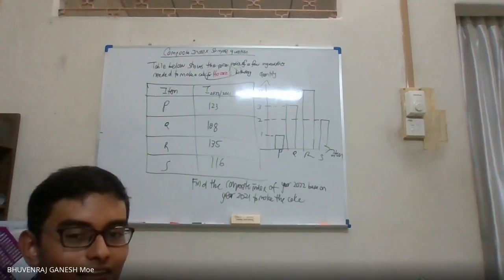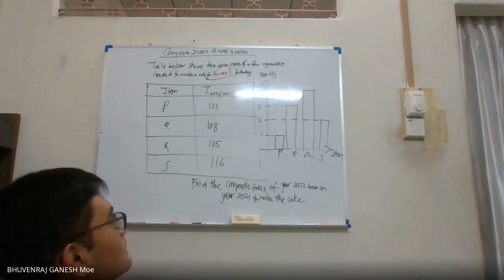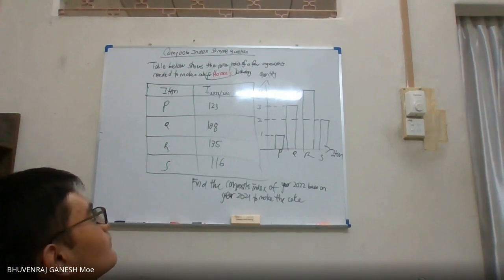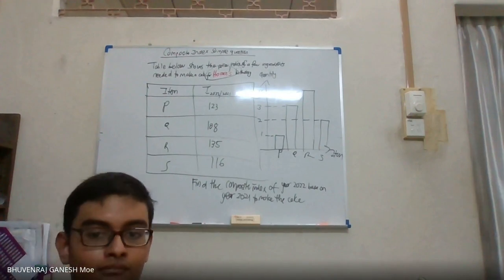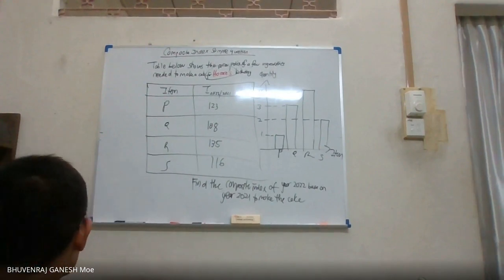Don't confuse the values because you're dealing with 4 items. Type inside the chat box when you get it. Let me check. Okay, good.